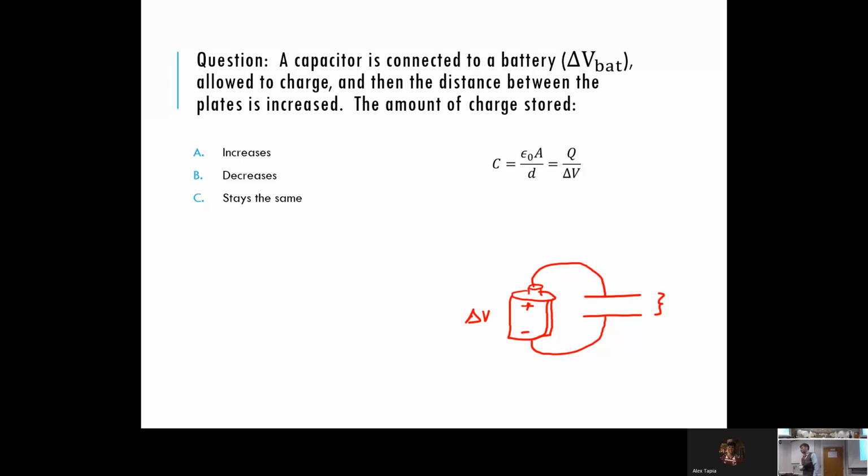Incidentally, if you check a AAA battery or a AA or a C or a D, if you look on the side, it will tell you 1.5 volts. That battery is designed to provide a constant difference of 1.5 volts between the positive terminal and the negative terminal.